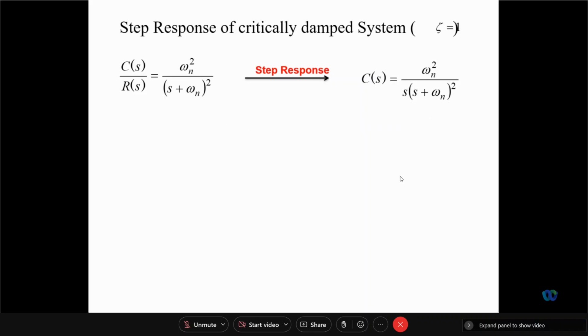Yeah. So this is what we will do. We will try to solve a few problems. Right. So now, step response of a critically damped system. Critically damped system means when zeta is equal to 1.